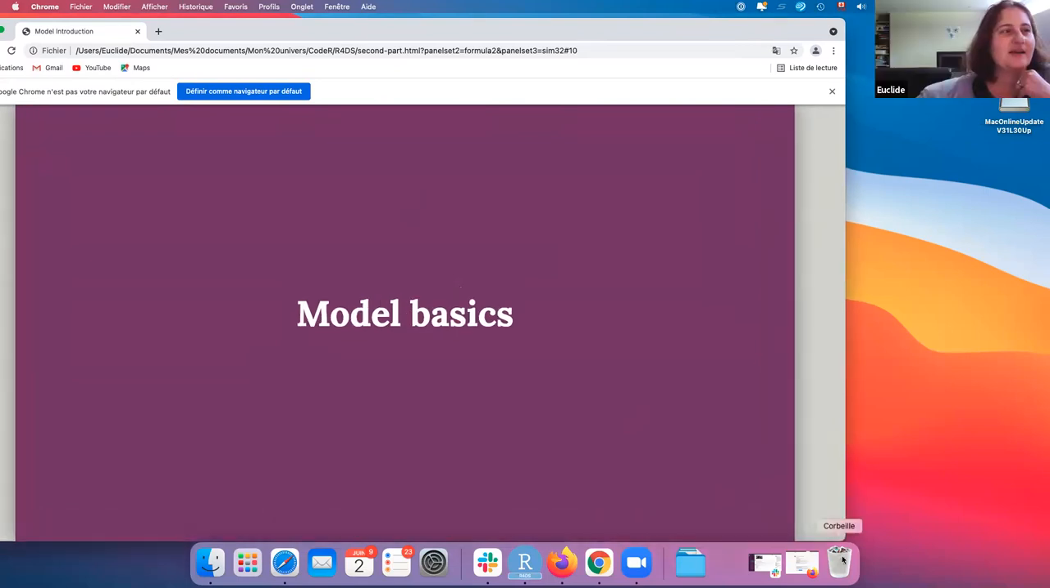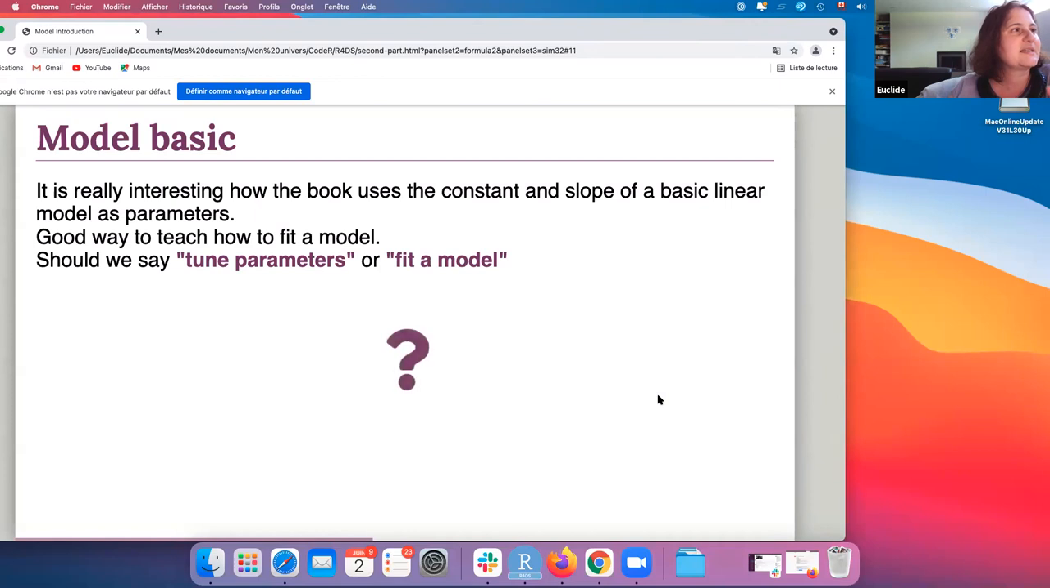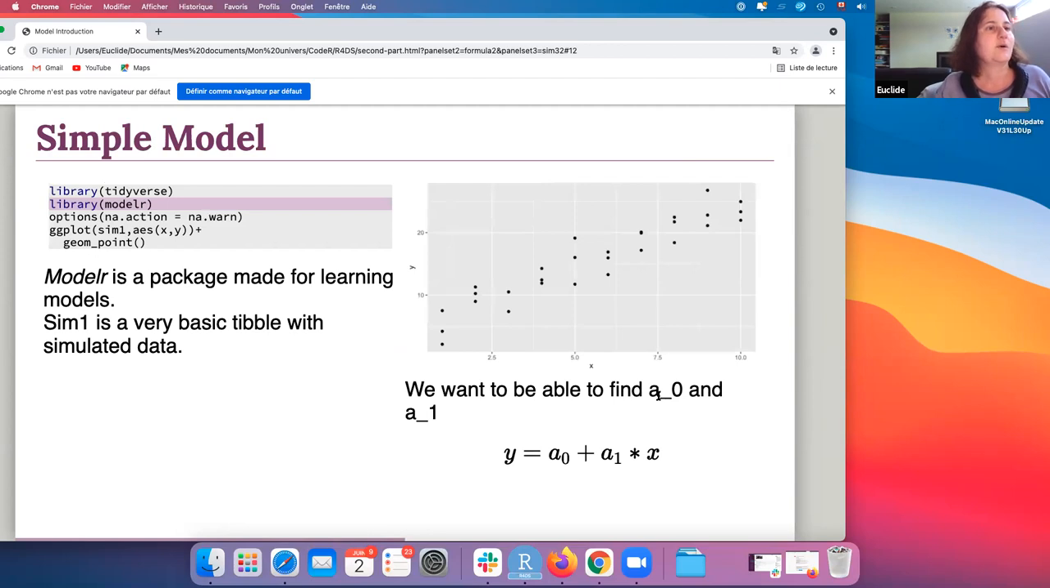Okay, so we were here, and last time we said that we are going to follow the book and the linear regression from the book. What was interesting is the way that the book actually tunes parameters in the linear regression. So instead of using math, we pretend that we know nothing, and we are just finding the parameters. So we see this one, the sim one, which is just the simulated data from the modelr package. We have a lot of points, and we want to find two parameters to be able to draw the line.